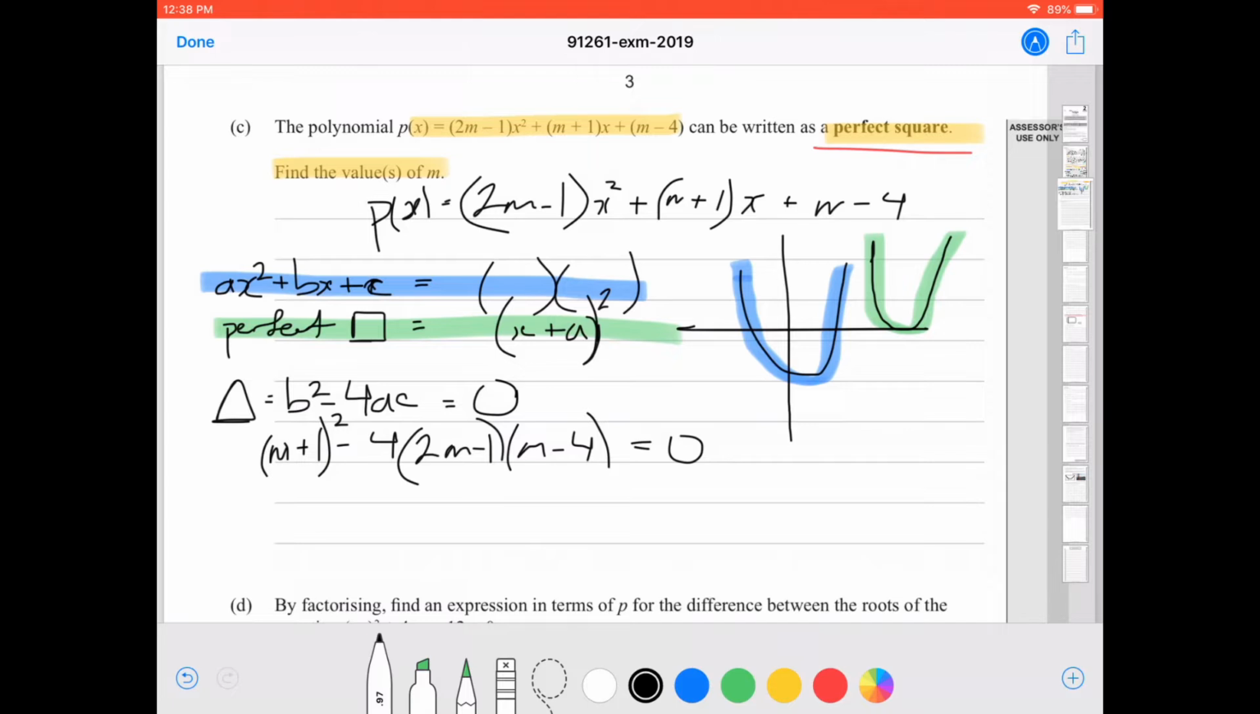So let's expand these brackets. We've got m squared, and the b term is 2ab, so 2m plus 1 minus, and we'll keep the 4 as it is for now. And we'll say 2m squared.